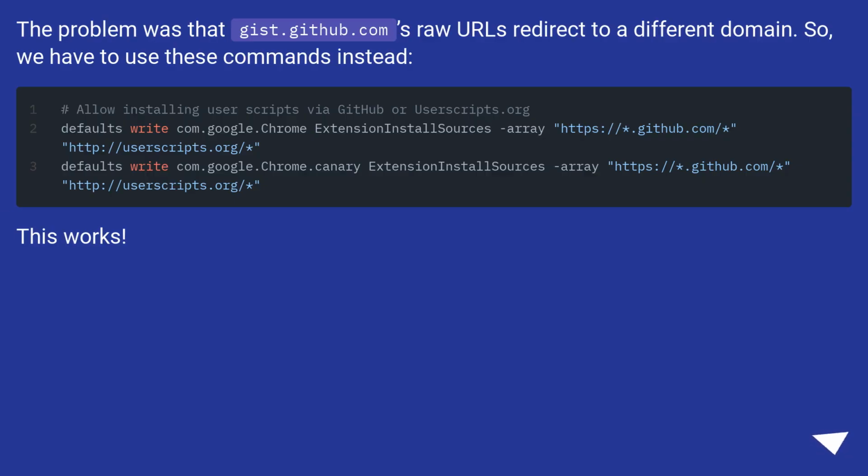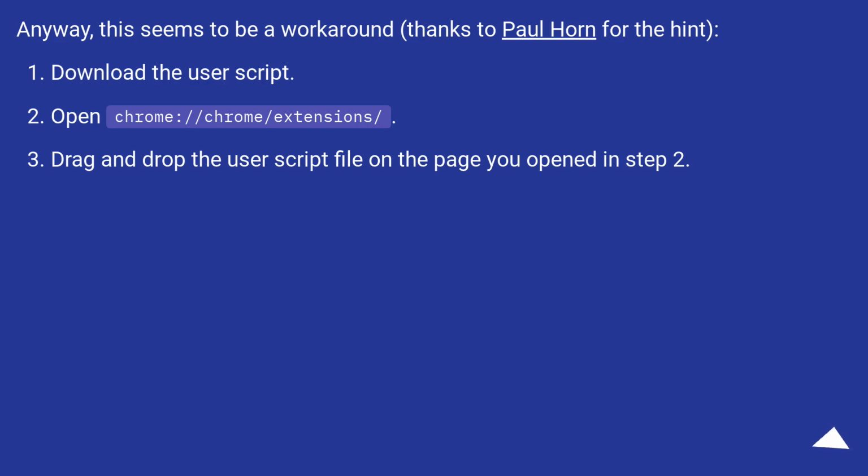The problem was that gist.github.com's raw URLs redirect to a different domain. So, we have to use these commands instead. This works. Anyway, this seems to be a workaround, thanks to Paul Horn for the hint. Download the user script. Open chrome://extensions/ and drag and drop the user script file on the page you opened in step 2.